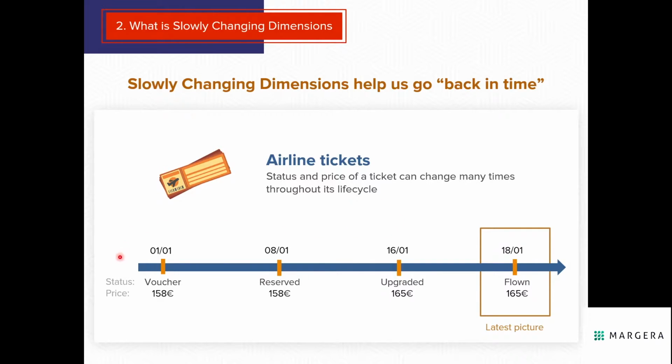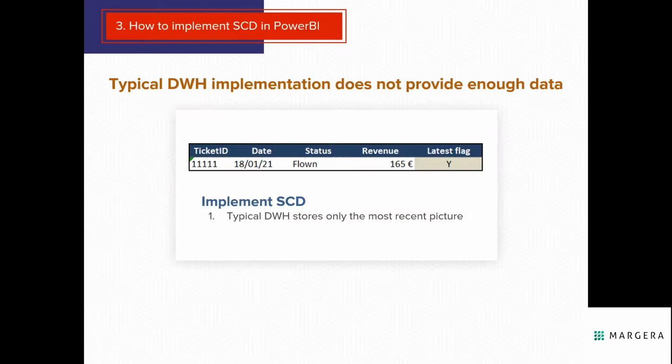So, in the first case, the ticket had status voucher from the 1st of January up to the 7th of January, and then the status reserved from the 8th of January all the way up to the 15th of January, etc., for all the other statuses. As you can see, by using slowly changing dimensions, we can go back in time to any date and see the status of the ticket on that day. Remember that besides the status, we can also track the revenue and any other characteristics that we want to know the history of. So now let's jump into a real case study.